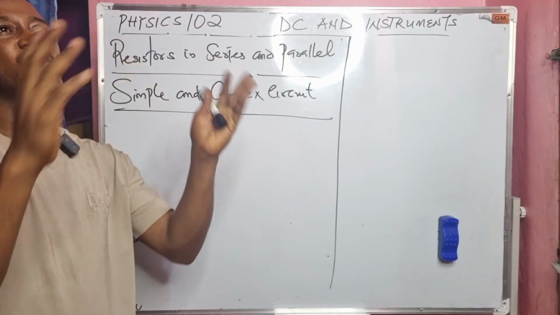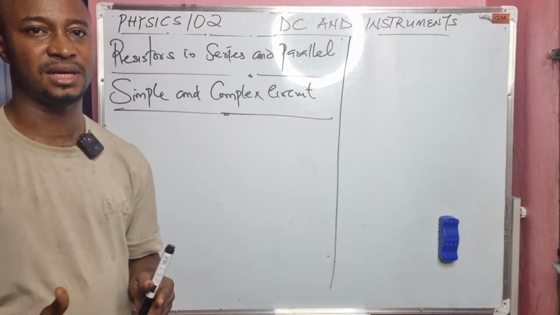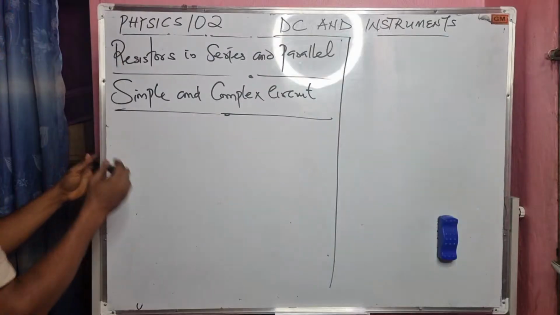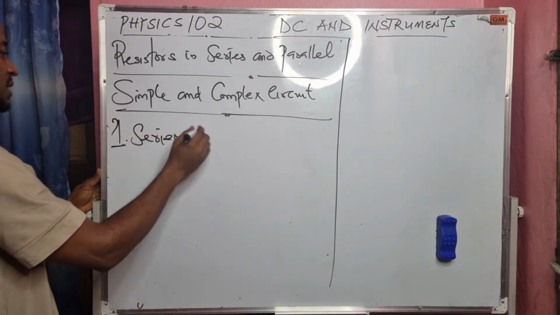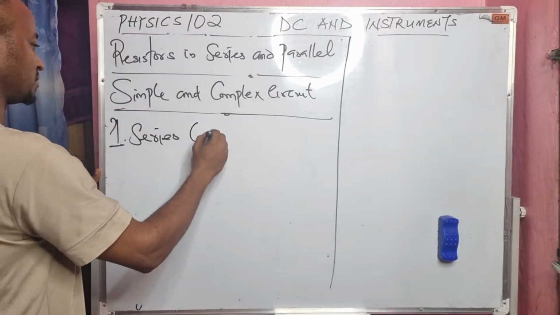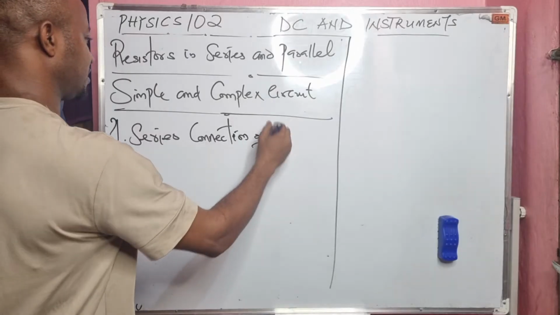So we can have a circuit where our resistors are connected in series and in parallel. The first is to analyze a series connection. Series connection of resistors.